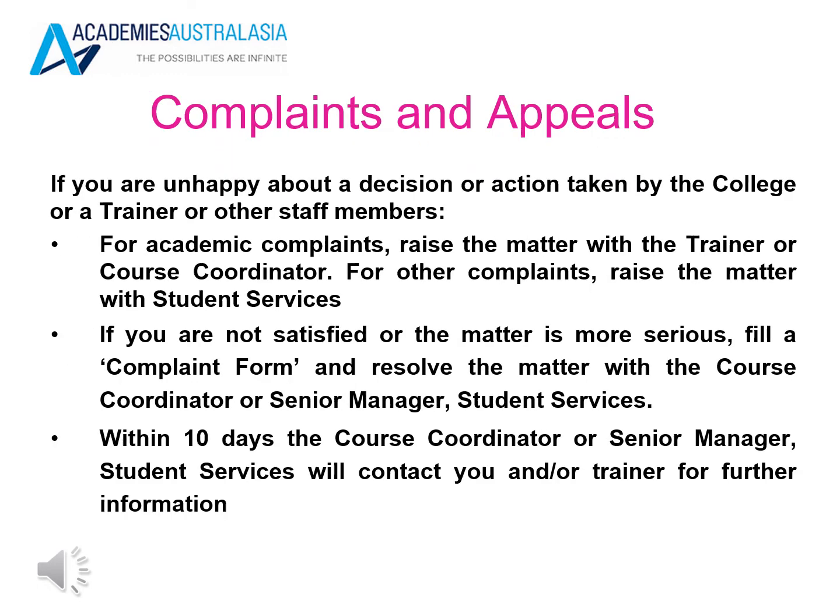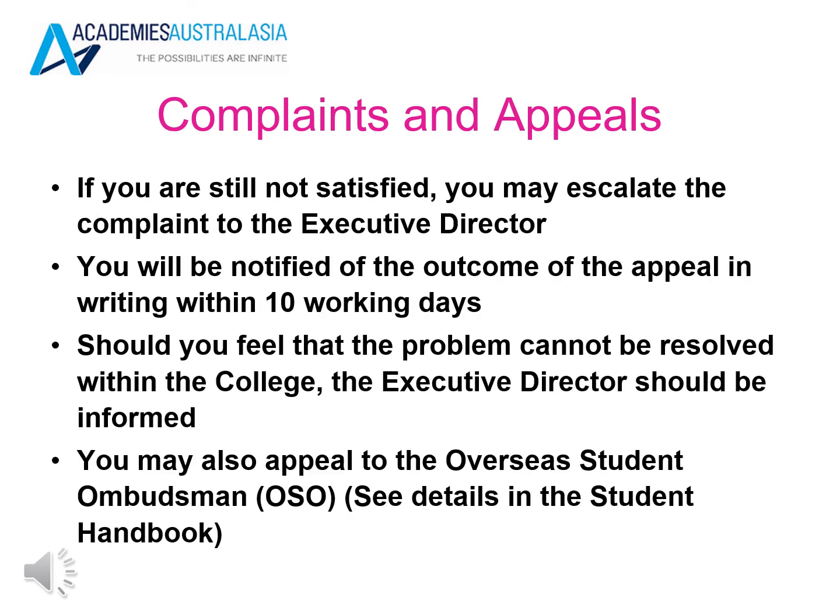If you are unhappy about a decision or action taken by the college or trainer, raise the matter with the trainer first. If you are not satisfied or the matter is more serious, fill in an internal appeals form and resolve the matter with the course coordinator. Within 10 days, the course coordinator will contact you or the lecturer for more information. If you are not satisfied, you may escalate the complaint to the executive director. You will be notified of the outcome of the appeal in writing within 10 working days.